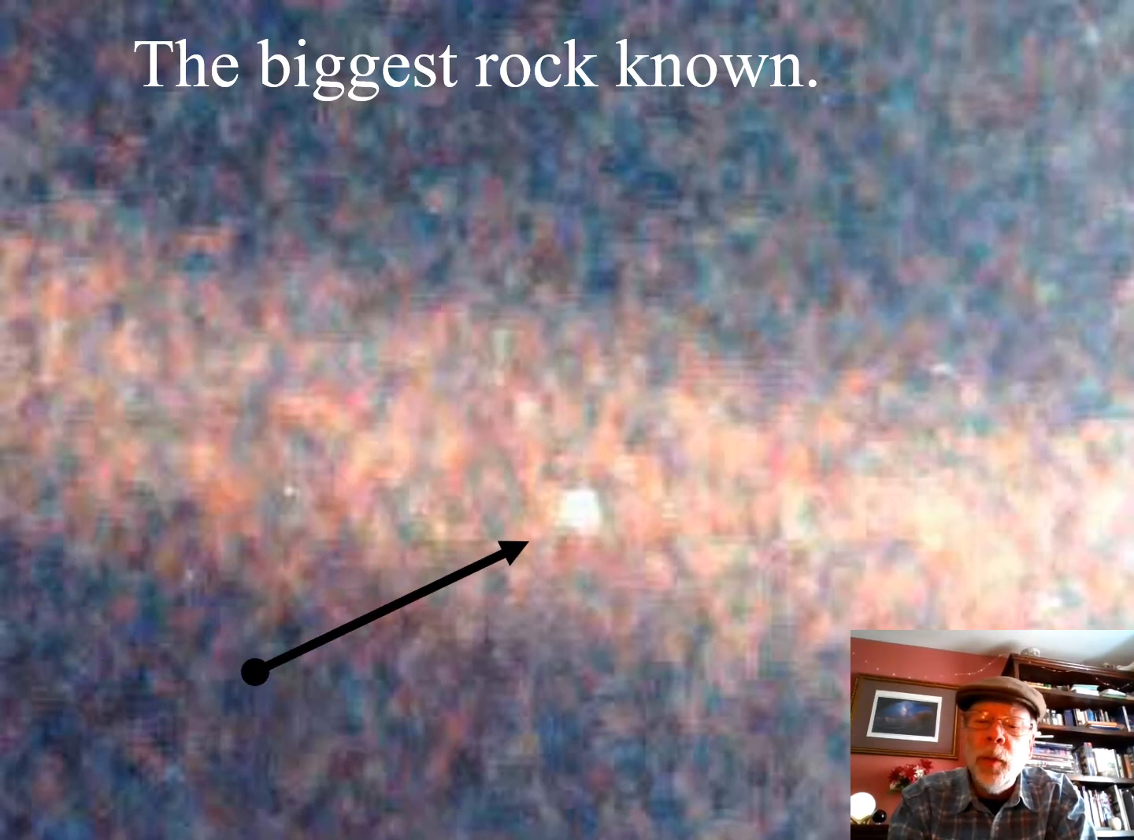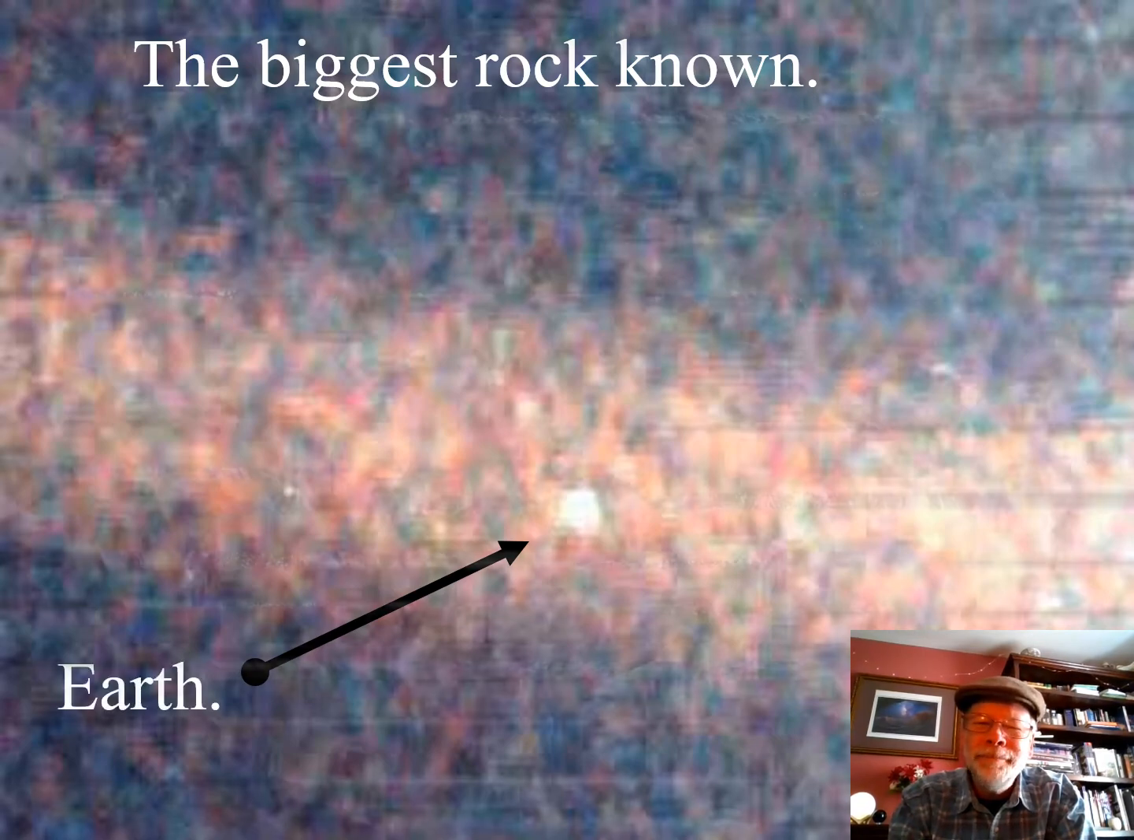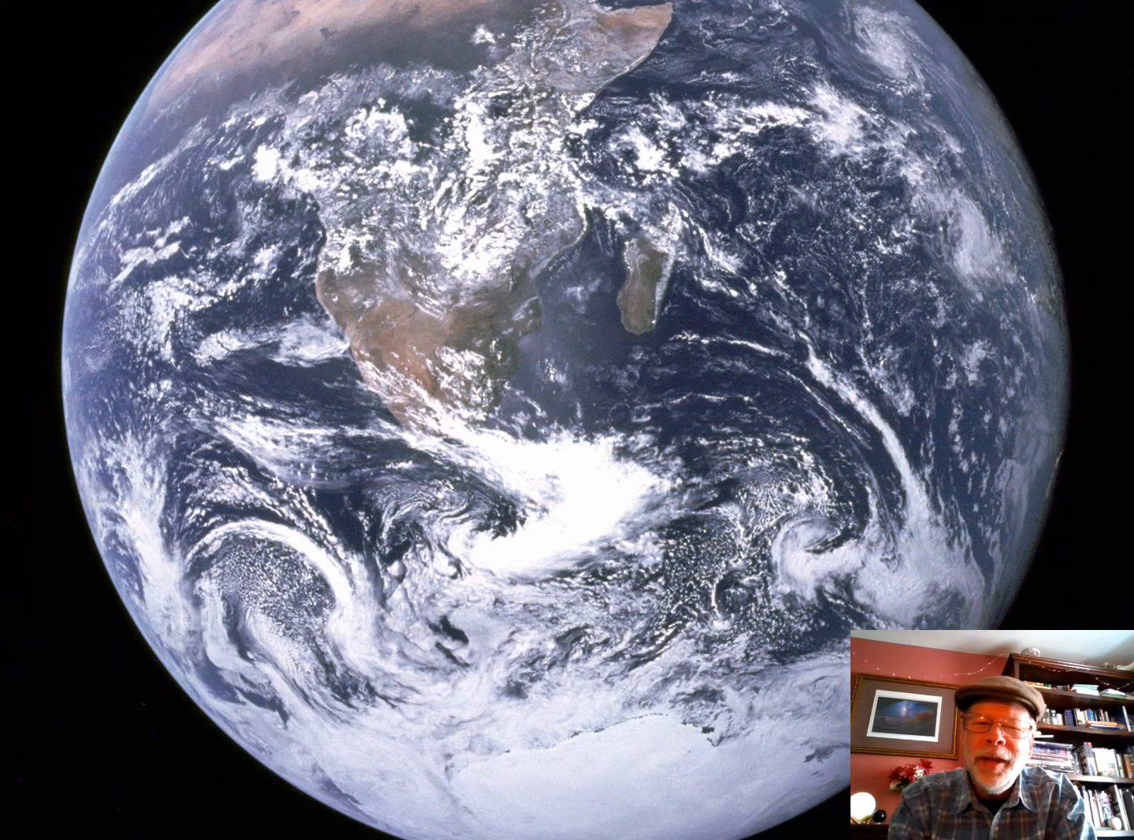Well, what's that? This is the biggest rock we know about, at least in our local solar system. Right there. Biggest rock we ever knew. You want to know what the rock is? It's us. There it is. Beautiful planet. This is a picture from the last time humans were a distance away in 1972, coming back to the planet.